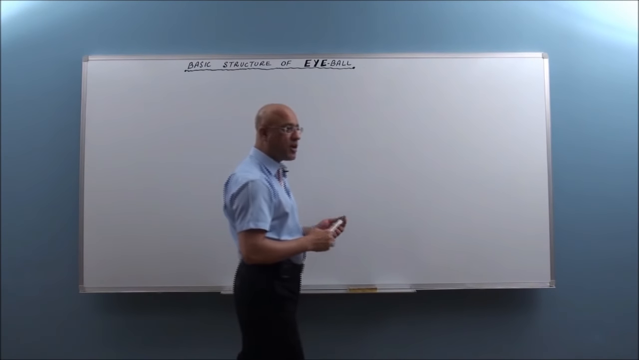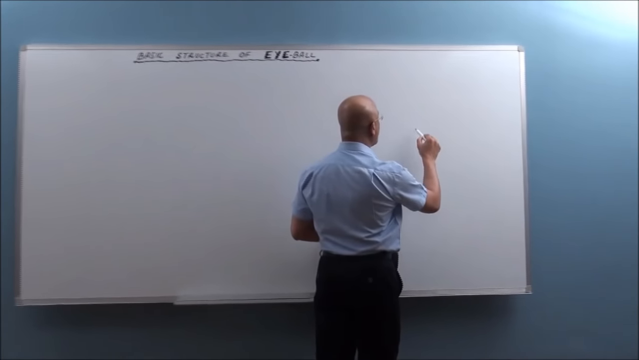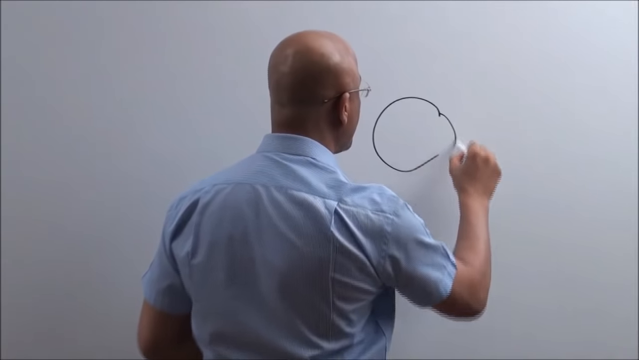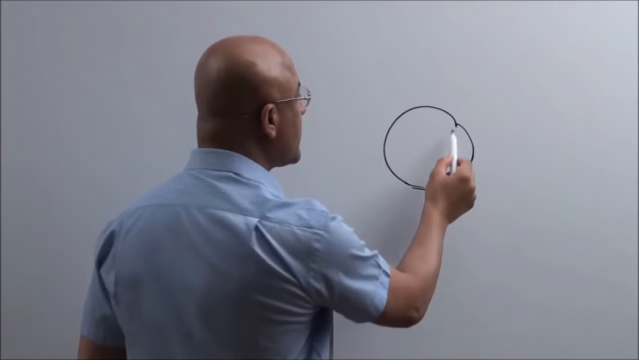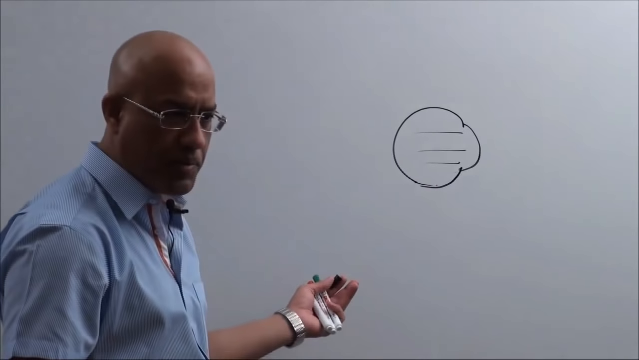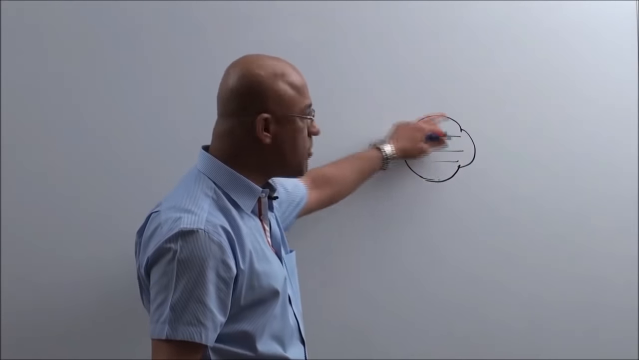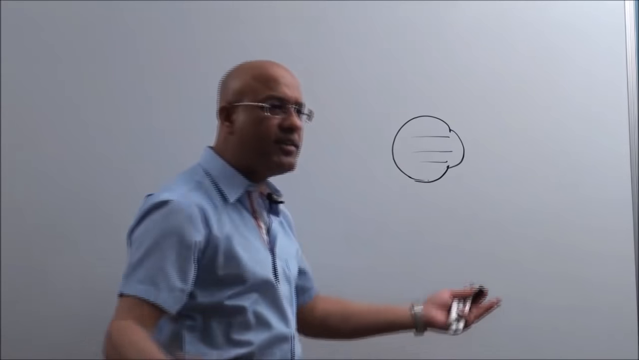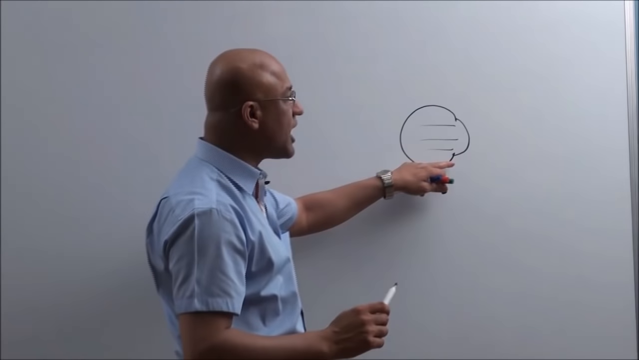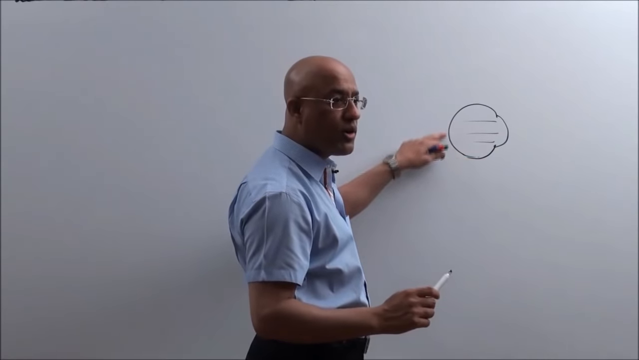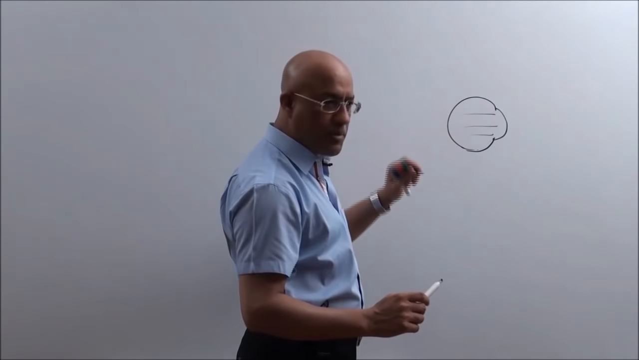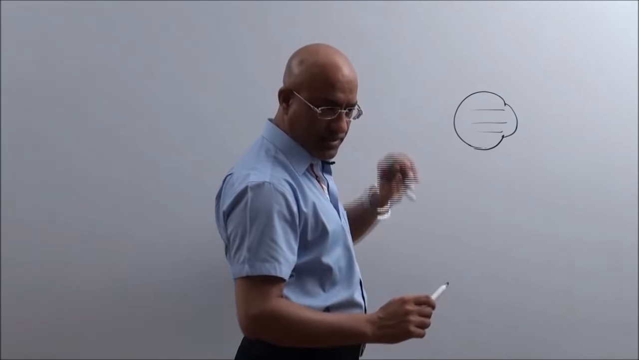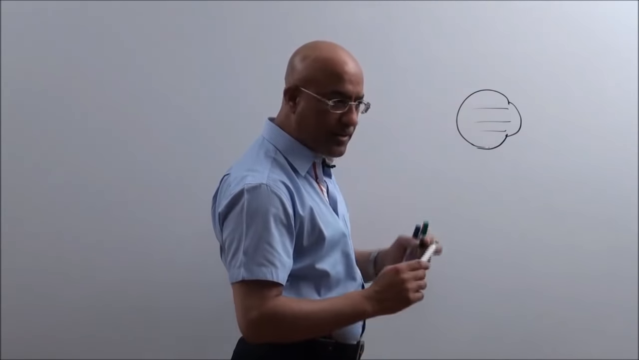One of the best ways to study the eyeball is that we must know what the walls of the eyeball are and what the structures inside it are. That's so simple. So first we'll start studying the walls of the eyeball, right? When we talk about the wall of the eyeball, it has three layers. It has three components.